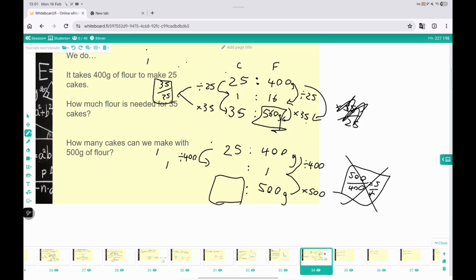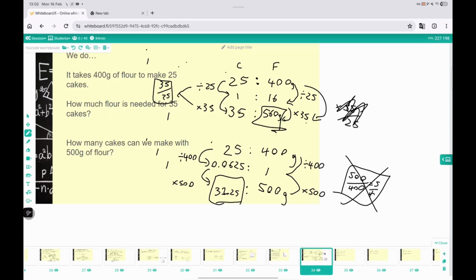And I know that may seem a bit uncomfortable, but we're basically saying how many cakes can you make with 1 gram of flour? Well, obviously, not very many. In fact, our answer is 0.0625 cakes, so we couldn't even make a tenth of a cake. Okay, but if we follow the next part of this, which is to times by 500, we get something that seems a little bit more familiar to us. 31.25. Okay, so 500 grams of flour makes 31.25 cakes.